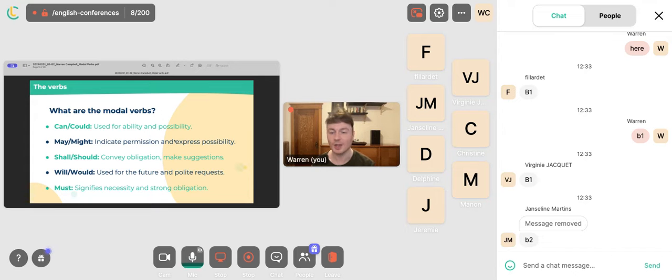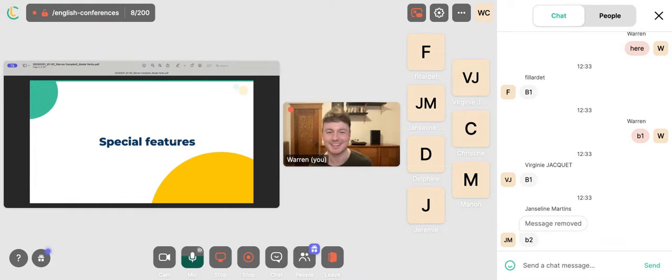Other ones we have here, will and would, can be used to talk about the future and to make polite requests. The last one we can see on this page is must. What does must do? It basically signifies necessity or a strong obligation to do something. As I say, we're going to see many examples of these in context as well.